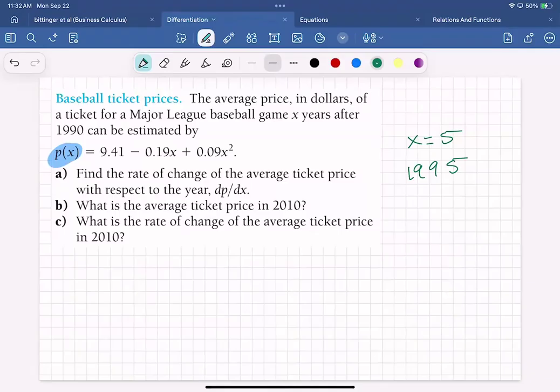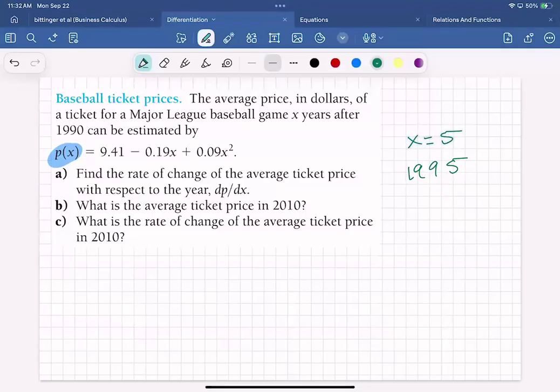We're going to be able to plug in just some whole values. We can use any whole number here: 0, 1, 2, 3, 4, and so on. But make sure you connect it back to say, I've got to do 1990 plus this to know the year that it's referring to.